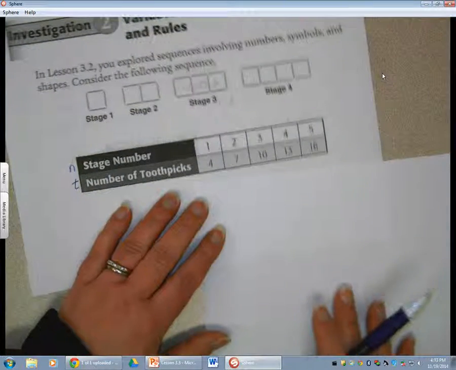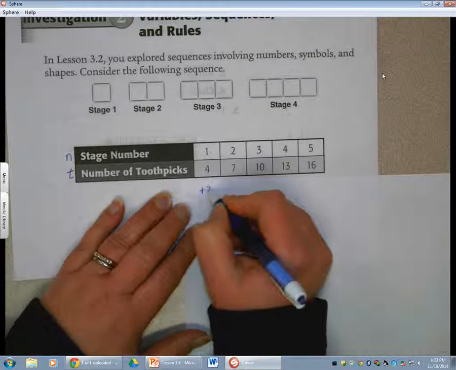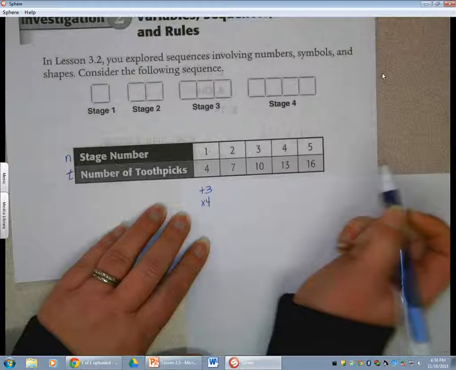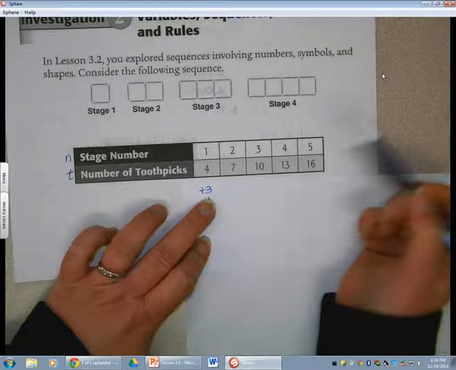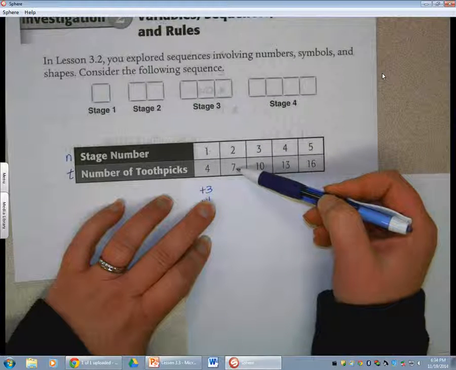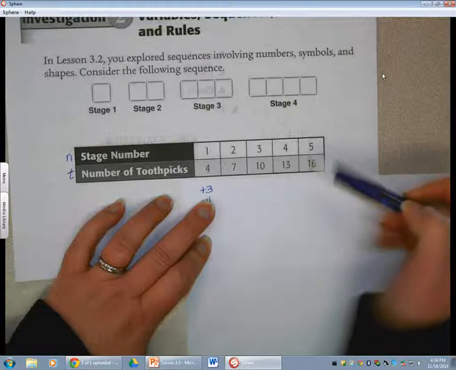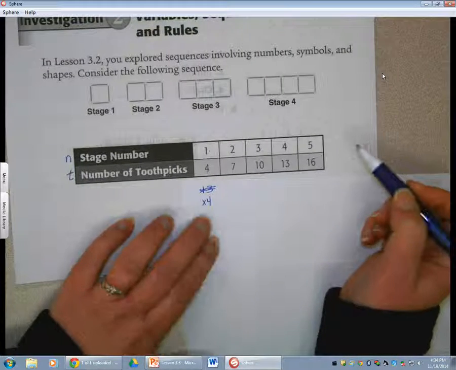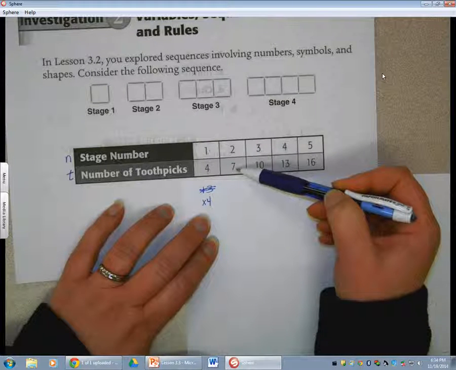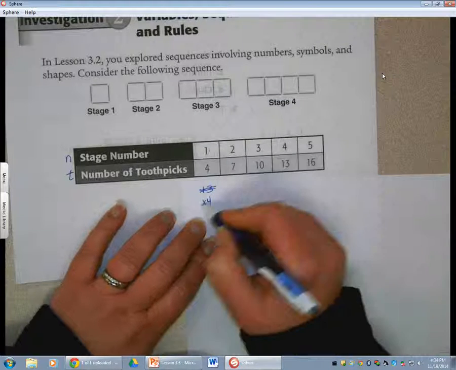So to get from 1 to 4, I know that I could add 3. And I also know that I could multiply by 4. So I'm going to check my simplest one first. 1 plus 3 is 4. 2 plus 3, not 7. 3 plus 3, not 6. 4 plus 3, not 13. Okay, it's definitely not that one. So let's try times 4. 1 times 4 is 4. 2 times 4 is not 7. 3 times 4 is not 10. Okay, so it's definitely not that either.